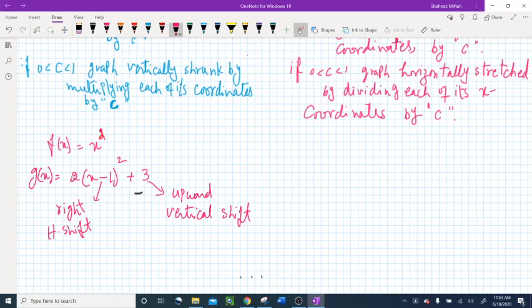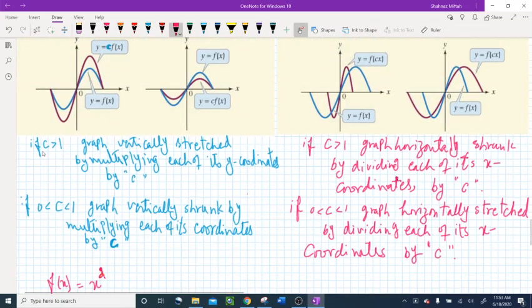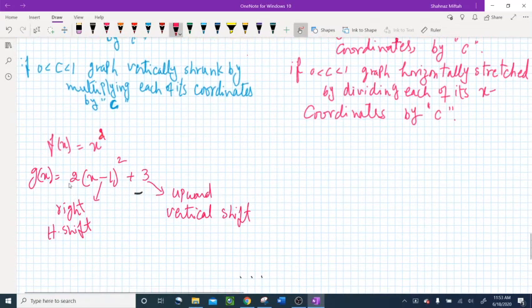What is this 2? 2 is a vertical stretch. That's c, the one we just did, and it's greater than 1, so it's a vertical stretch.